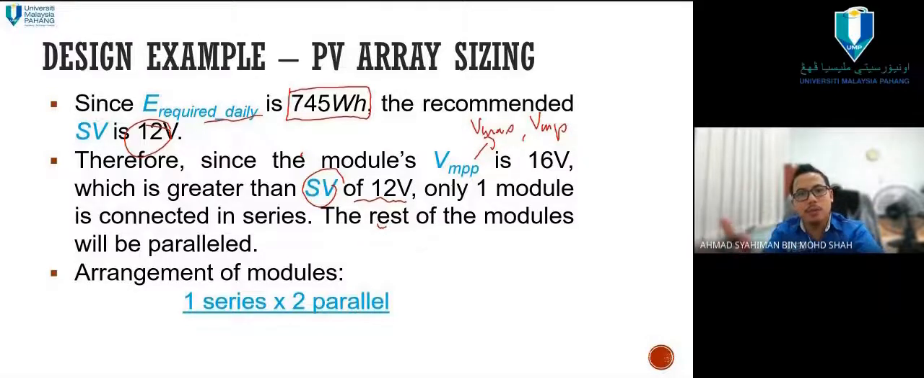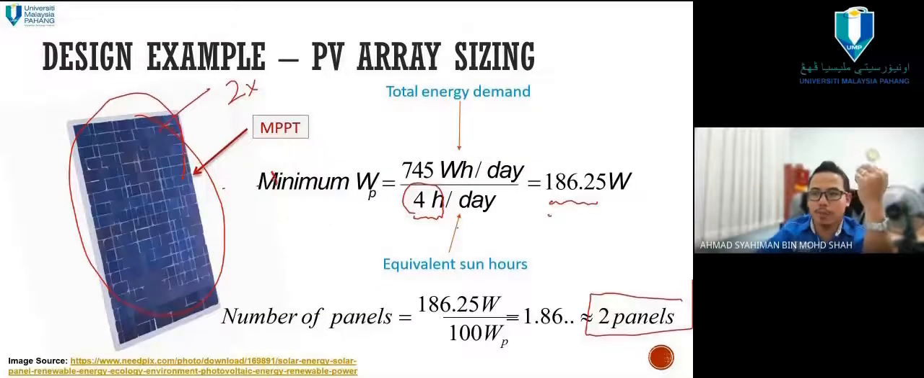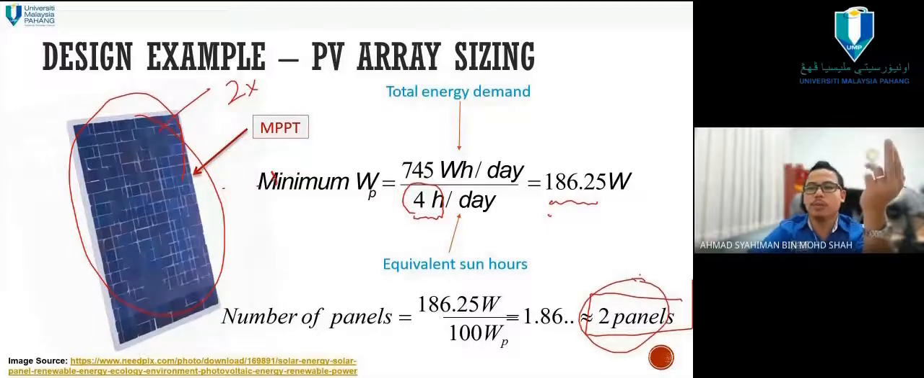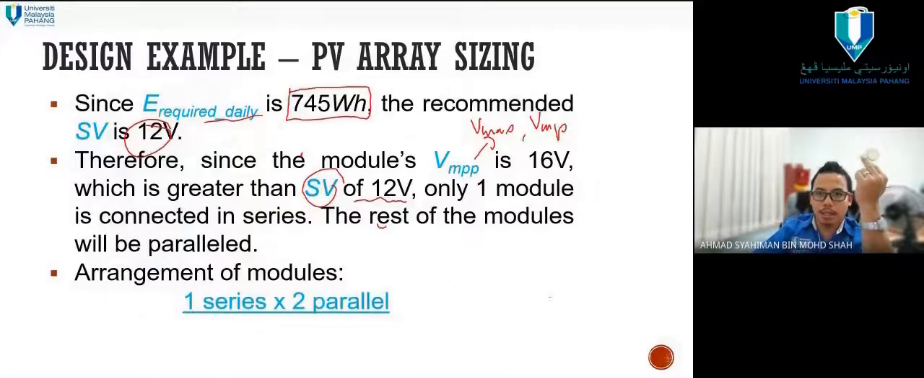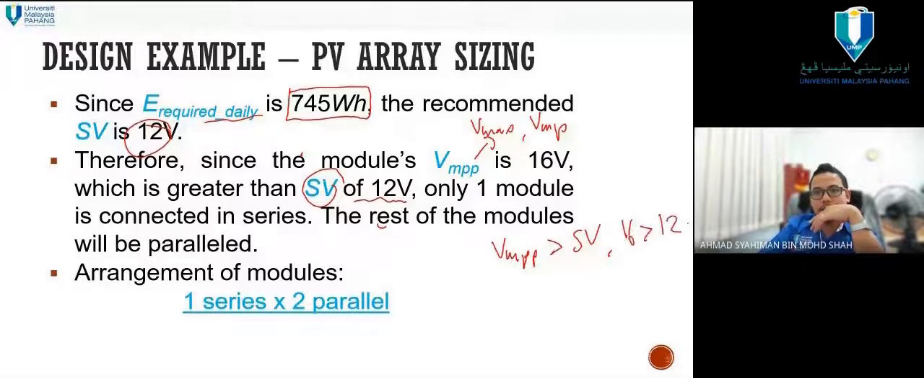The rest of the modules will be parallel because we have two modules. We calculated just now, we get two panels, two pieces of solar modules, and our VMPP is greater than the system voltage, 16 over 12 volt. So one module is enough connected in series. The rest will be parallel, but the total power is still the same. We are going to supply 200 watts in total.